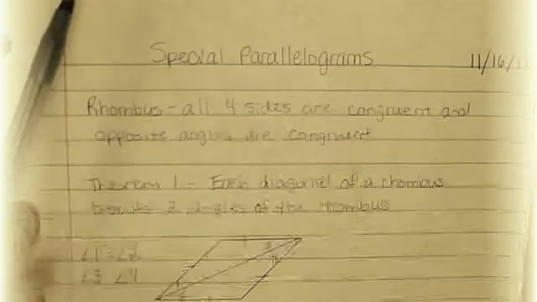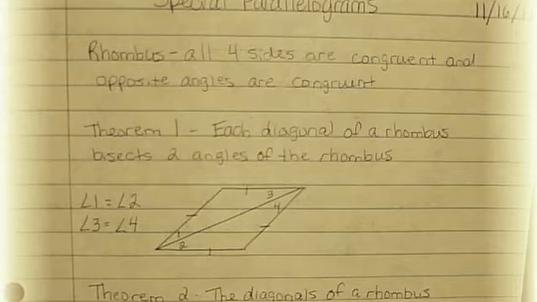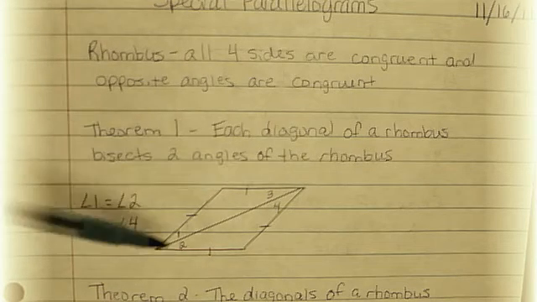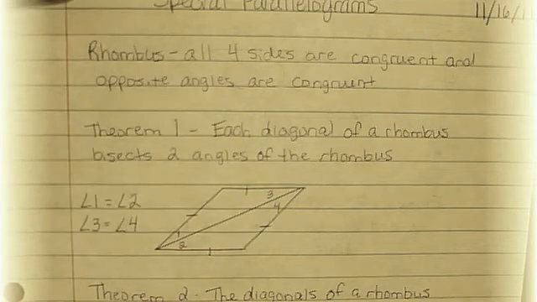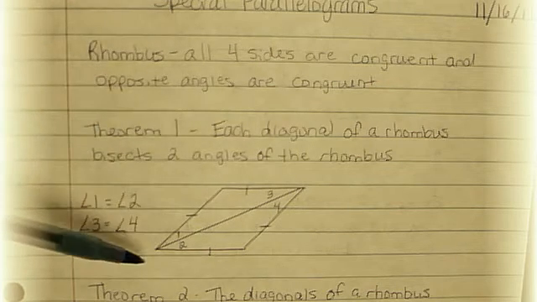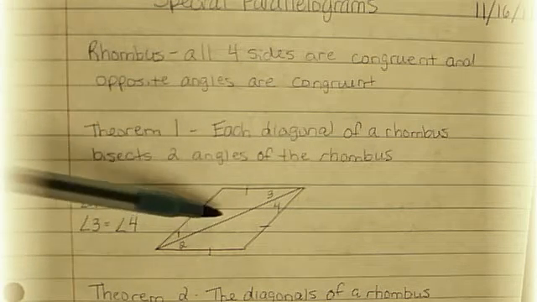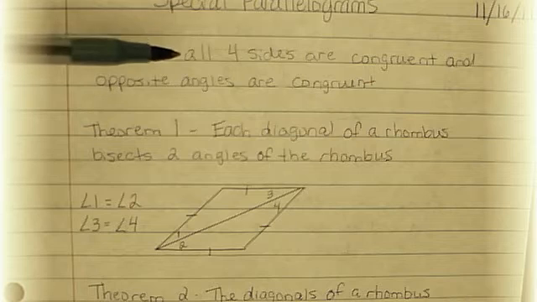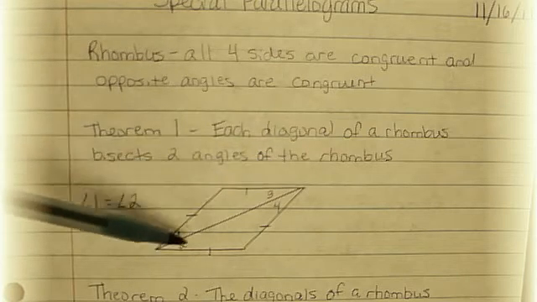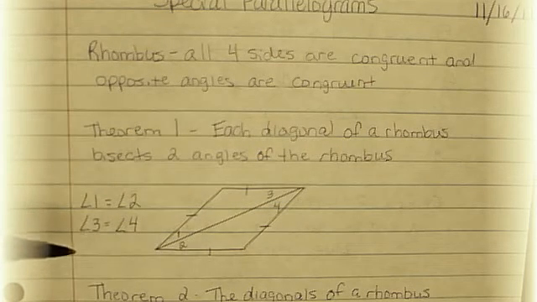So we're going to look into Theorem 1 first. Theorem 1 states that each diagonal of a rhombus bisects two angles of the rhombus. So what I have here is an illustration of the rhombus. All four sides are congruent, and I have a diagonal drawn that's dividing this rhombus into two separate triangles. By doing this, it's bisecting these angles of the rhombus in half.